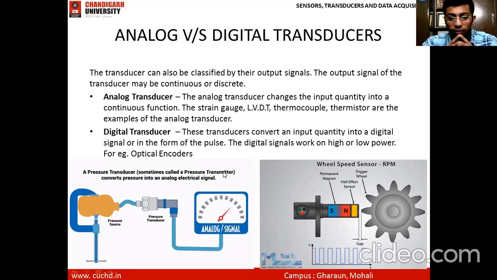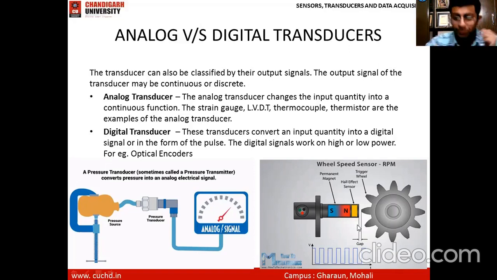But if this output analog quantity is somehow converted, using some circuitry, into a digital form, like in the form of 0 and 1 pulses. Like when an LED is switched on, switched off, 0 and 1 position. Only two states are there, high and low. It is only having discrete states. So here on the bottom right, you can see a diagram of a wheel speed sensor. A Hall effect sensor will be used in a wheel speed sensor. We'll discuss its working in detail in later lectures.